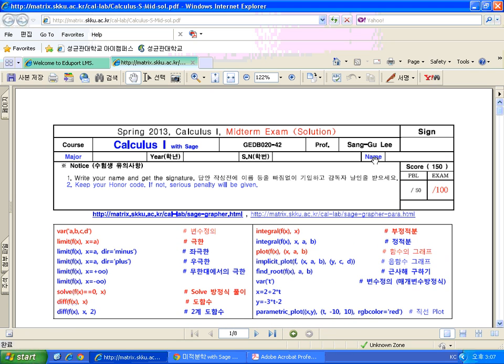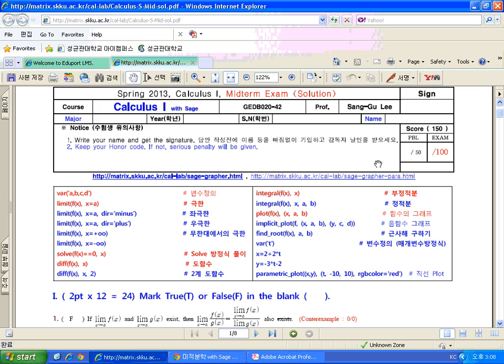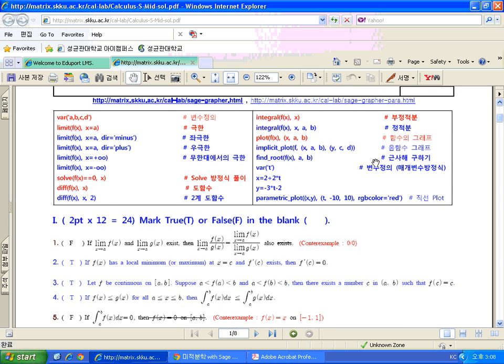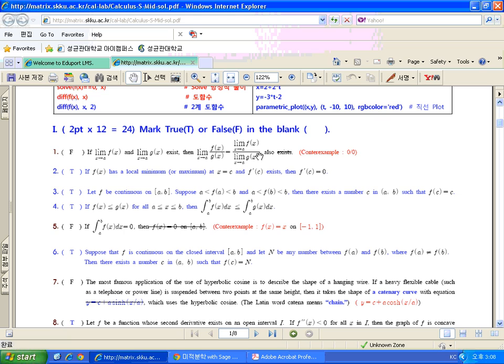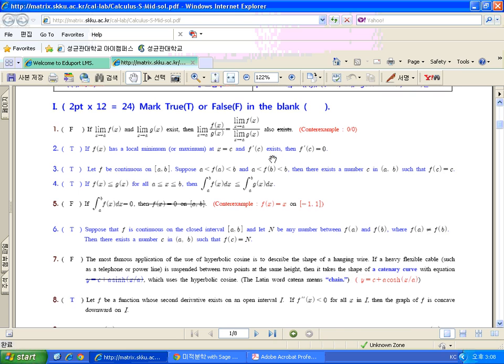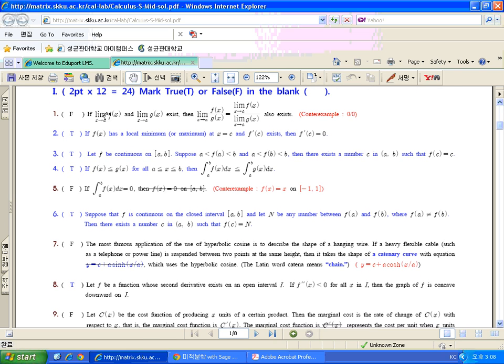Okay, we had the midterm examination last week, which covers chapter 1 to chapter 5. And the first part was asking you to check whether the given statement is true or not. So, for the first problem, actually, with this condition, we cannot say this limit does always exist because we have a counterexample as 0 over 0.